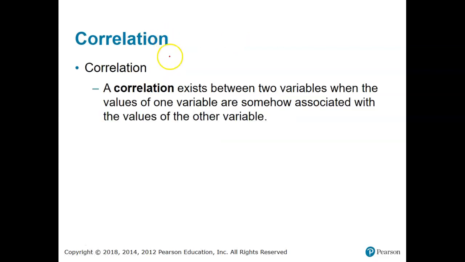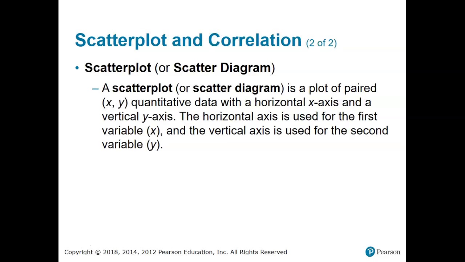So a correlation exists between two variables when the values of one variable are somehow associated with the values of the other variable. So sometimes we want to see if there is a correlation between two things, like maybe the amount of time spent studying and the grade you make on a test. We want to see if there's an association between those and how strong is that association. So the way that we're going to be analyzing that is through a couple different methods.